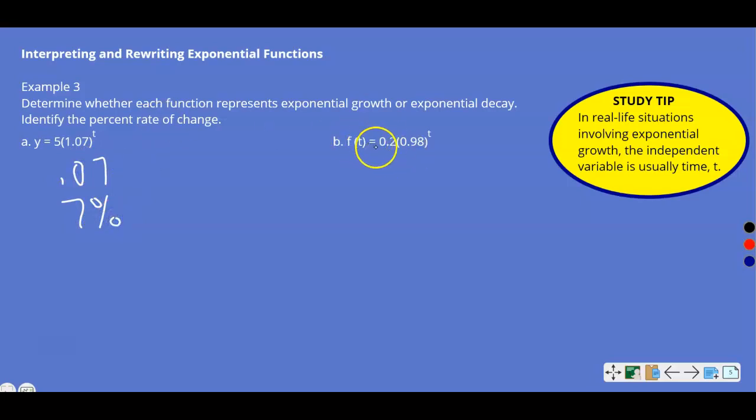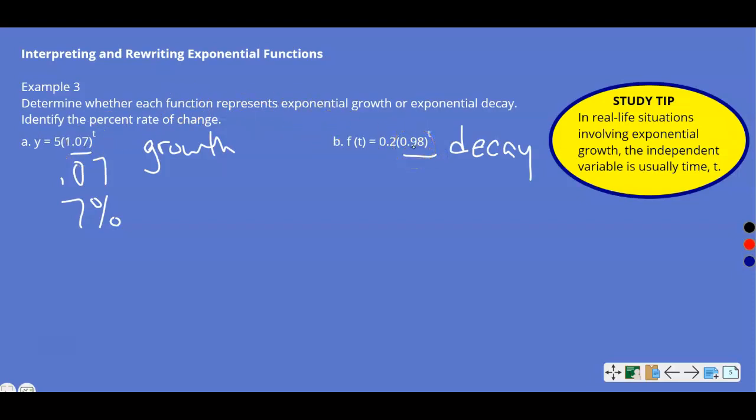All right, f of t equals 0.2 times 0.98 to the t power. This is less than 1. So if it's less than 1, that means it's a decay. So this one's growth. This one's decay. And you know that by the b factor. This number right here is your b. That tells you whether it's growth or decay. Greater than 1, less than 1.